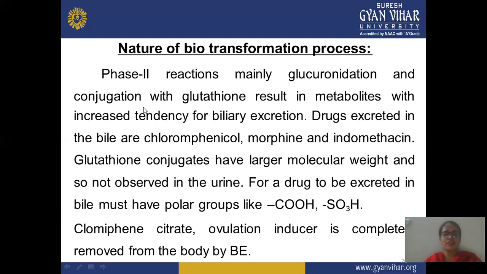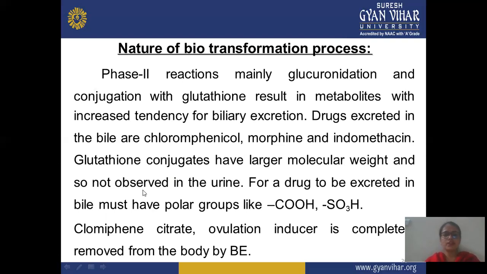And drugs excreted in bile are like chloramphenicol, morphine, indomethacin. Glutathione conjugates have a large molecular weight, and so are not observed in the urine. Means those molecules that have a large molecular weight or size pass by this mechanism. Chloramphenicol, morphine, and indomethacin are mainly involved in this process, involving glutathione conjugation.